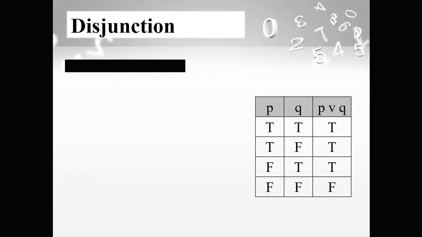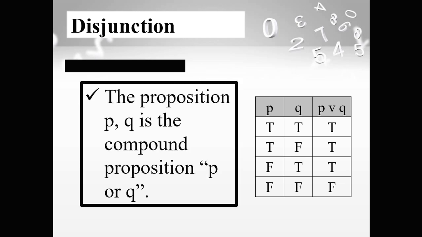Okay, let's have the second logical connective, which is called disjunction. The proposition P, Q is the compound proposition P or Q. So, here, in disjunction po, the logical connective being used is the word or. And the symbol is arrow down. Ayan. If in conjunction, it is arrow up and the word and, here in disjunction, that is or and arrow down. Okay? So, let's see the table of disjunction.